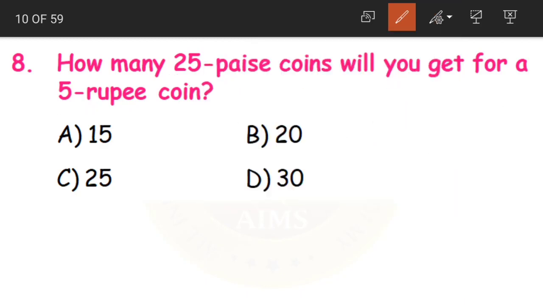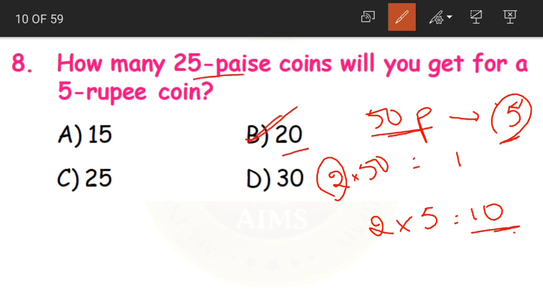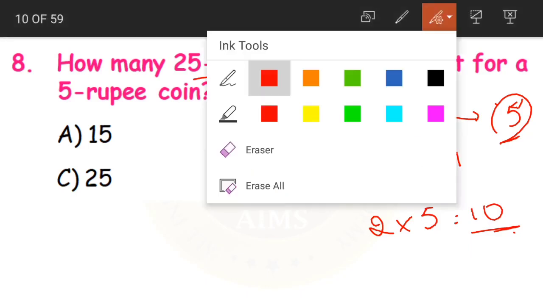Suppose in the same way if they ask you how many 50 paise coins will you get for a 5 rupee coin, we know that 2 into 50 paise is equal to 1 rupee. So this 2 into 5 rupees is equal to 10. For a 5 rupee coin, we'll get 10 50 paise coins and 20 25 paise coins. I hope you are clear with this, children.